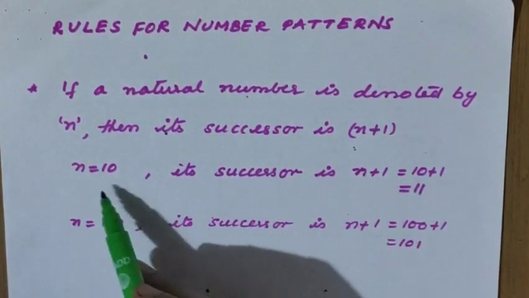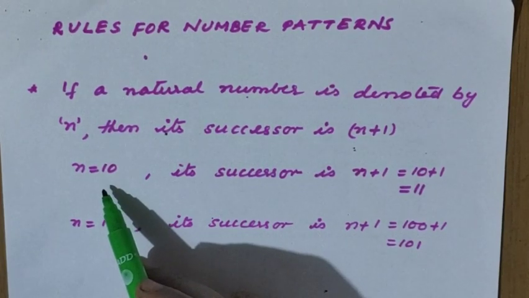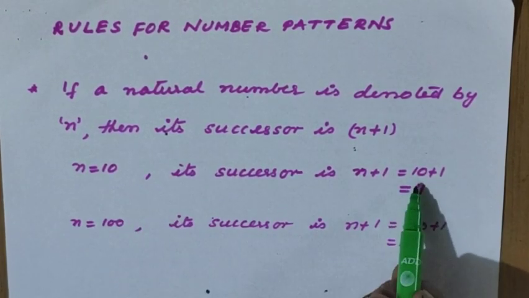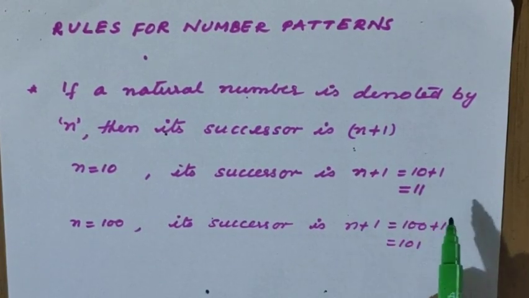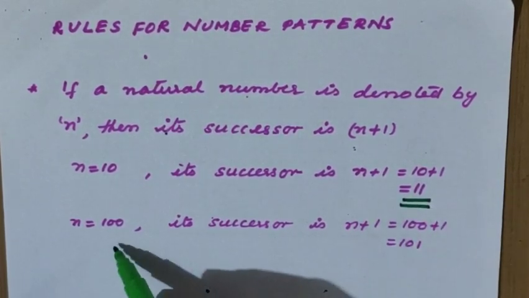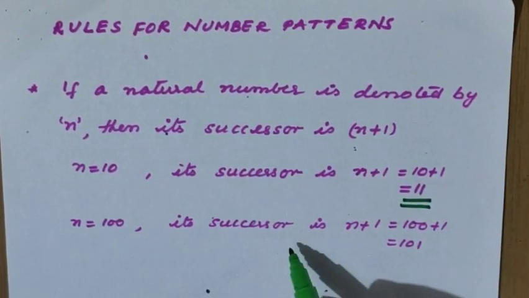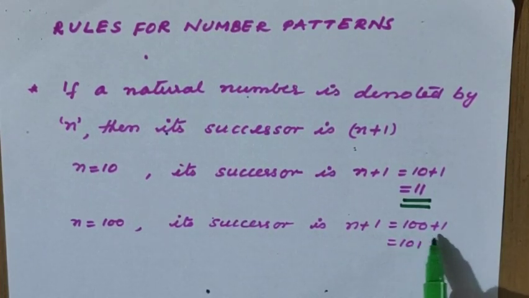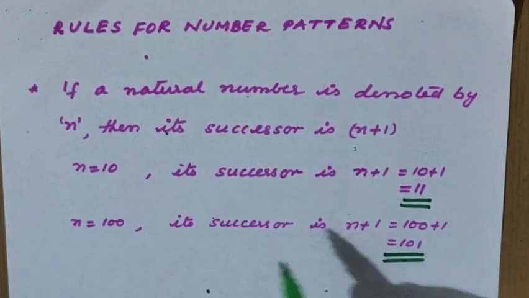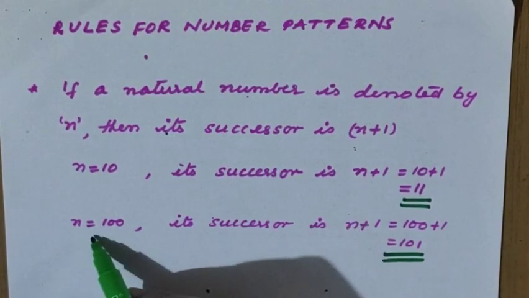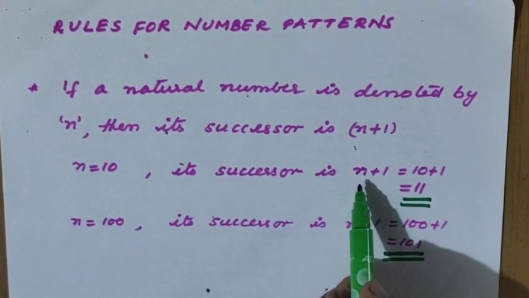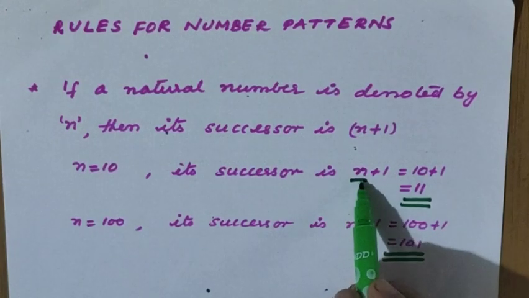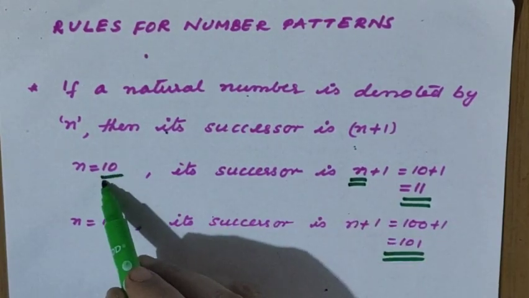For example, n equals 10. The next number you already know is 11 only. How are we getting that? 10 plus 1 equals 11. Next, if n equals 100, then how can you calculate the successor? n plus 1 equals 100 plus 1 equals 101. That means we are replacing the value of n. How are we finding the values of the expression? The same way. This n is replaced with 10.